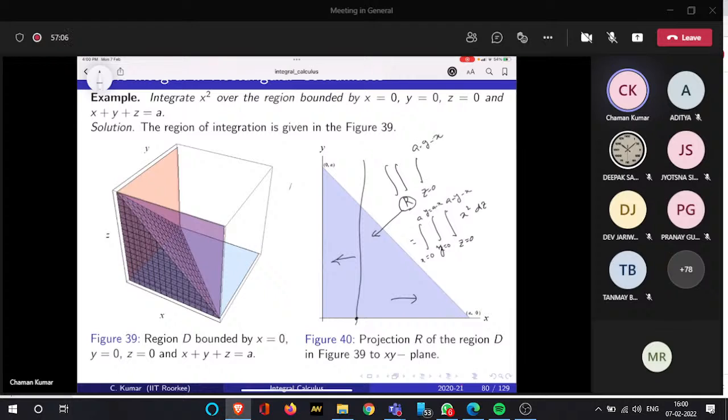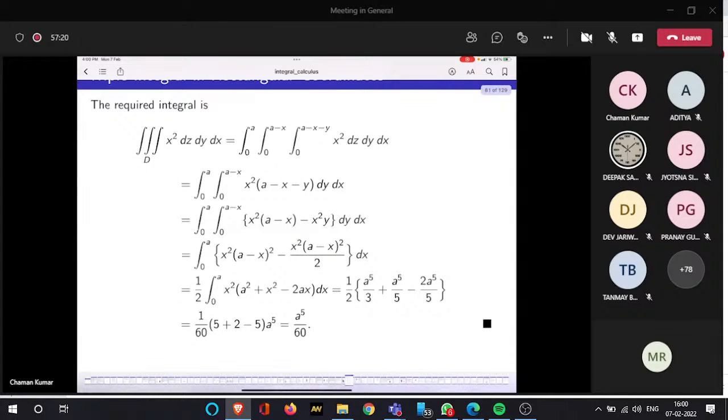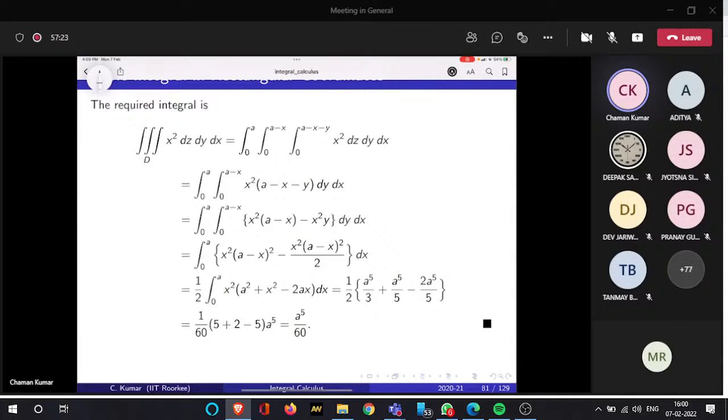The first integral is with respect to z, the second integral with respect to y, and the third integral with respect to x. ठीक है, सो इसको तुम अगर कैलकुलेट करोगे तो तुम्हें आंसर मिल जाएगा। So all these steps are explained here. Is it fine? Yes, sir.